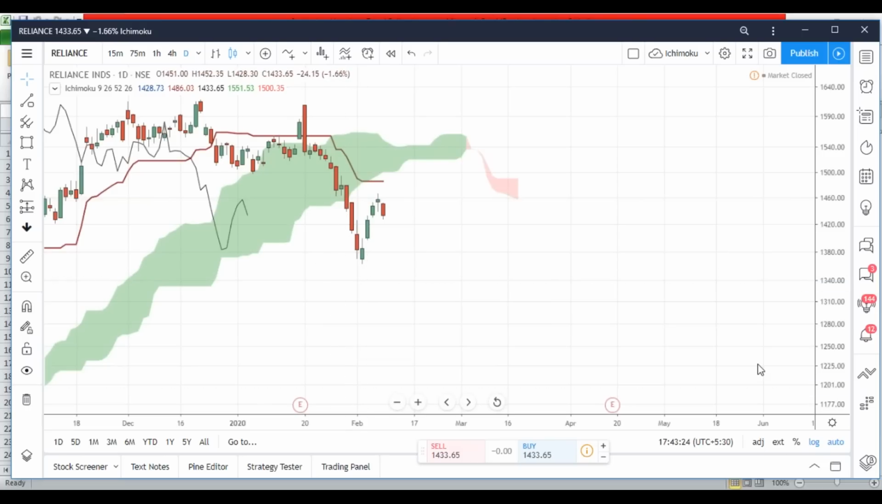Do you guys want to check any particular chart? We can look at a chart. We can take an example chart and combine everything.